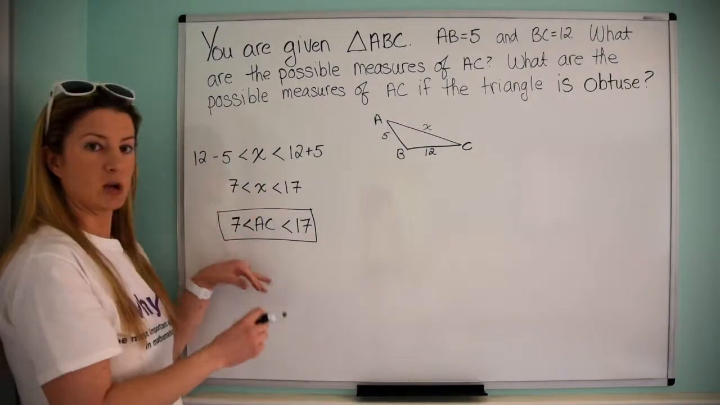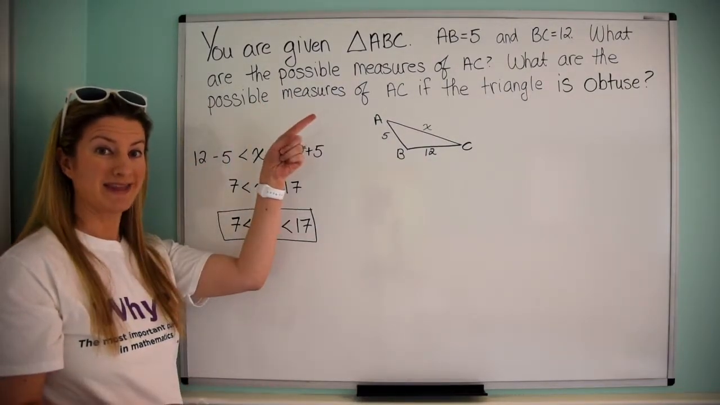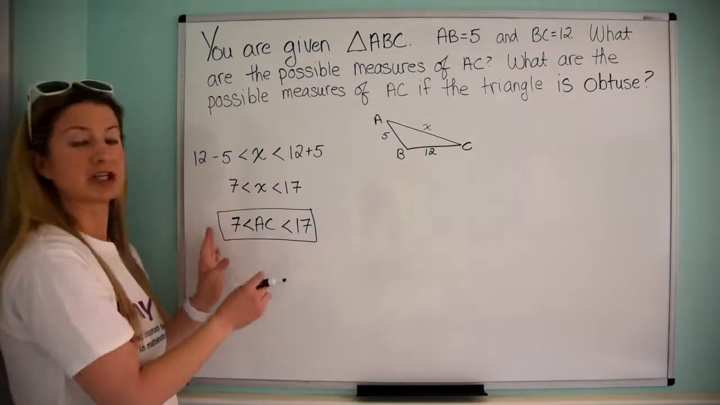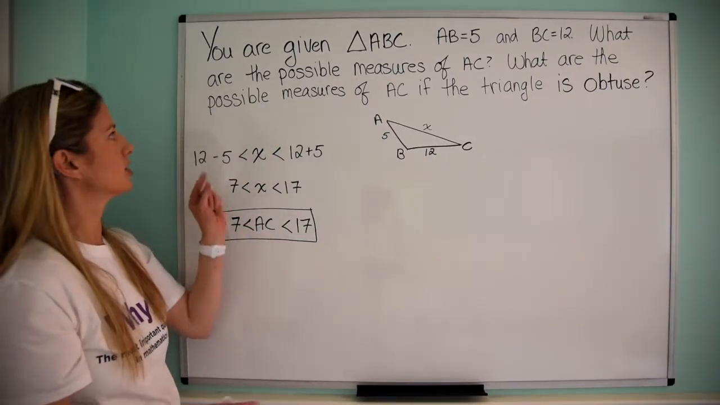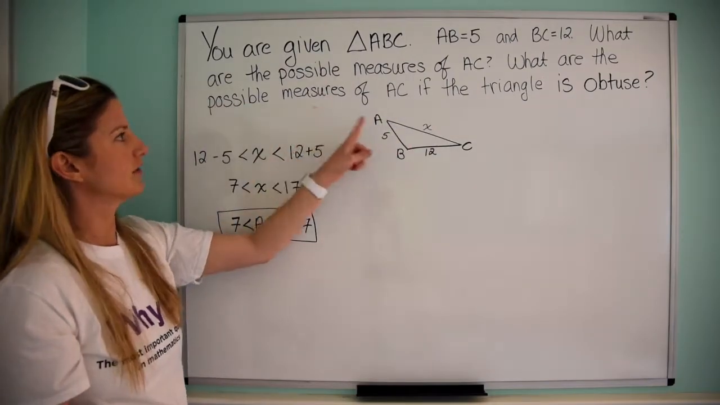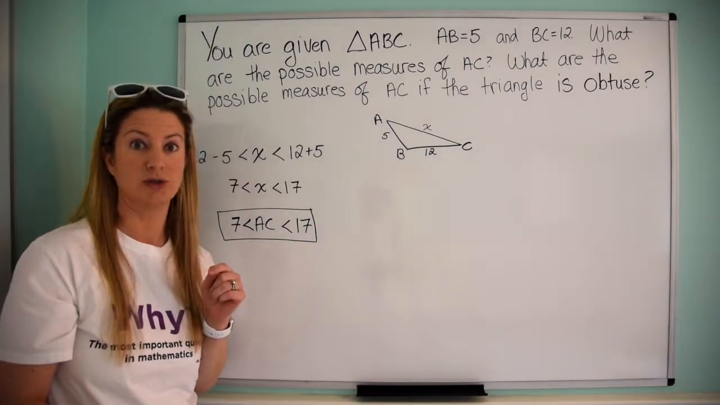Now, I know I did that quickly. I do have a video. You can click right there and watch a video of me doing a problem just like this in full. But I want to save some time because here's the big question. What are the possible measures of AC if the triangle is obtuse?